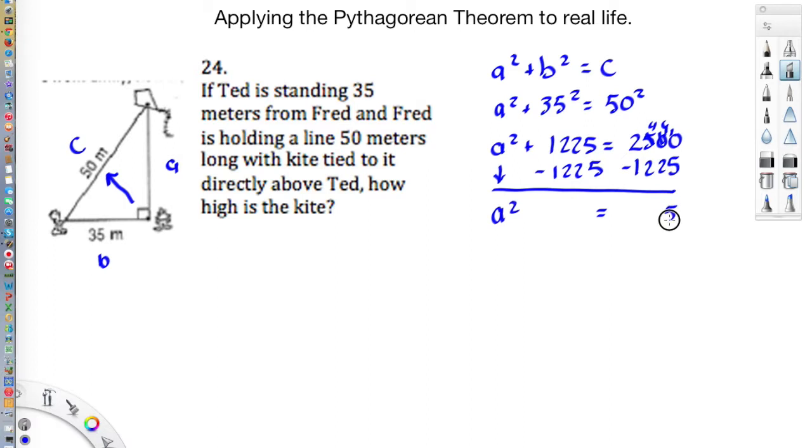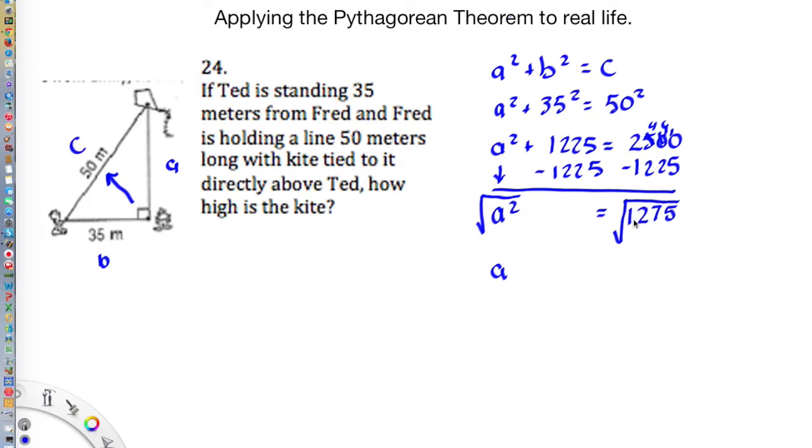10 minus 5 is 5, 9 minus 2 is 7, 4 minus 2 is 2, and 2 minus 1 is 1. So it's going to be 1,275. I need to find the square root of both of those, okay? And I know the square root of a squared is going to be a, and this here, let me see.